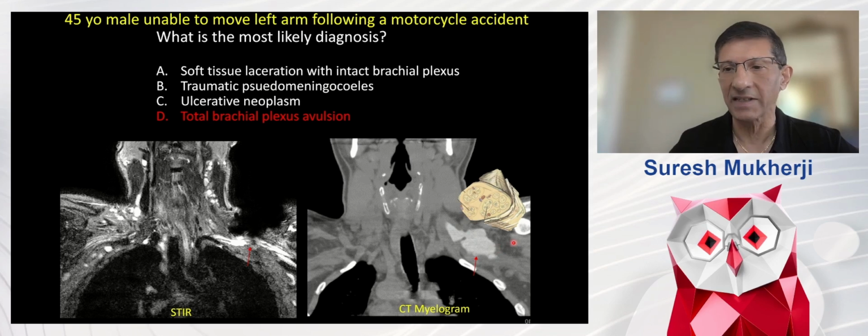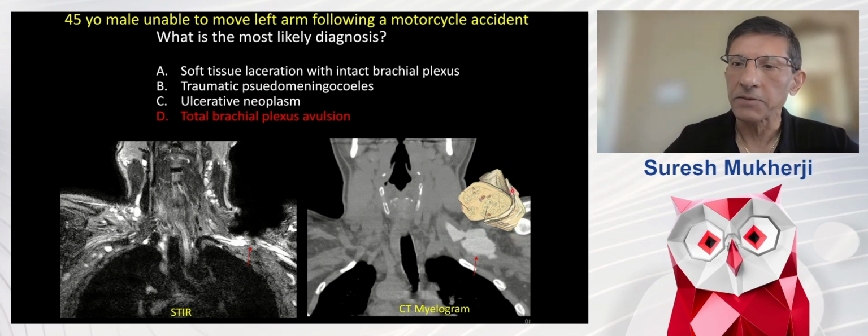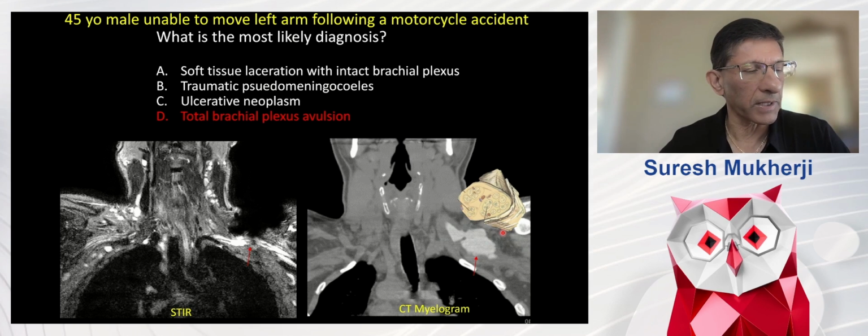So don't expect it to leak out as you would, let's say, if you had a hole in a can and everything started to leak out. It's really tough to rip this perineurium. So that's why you have this sort of contained collection of contrast material when you do have a total plexus avulsion.